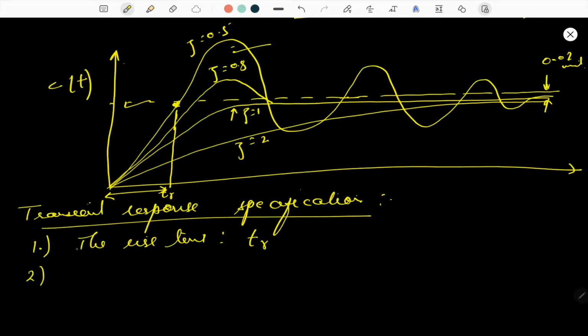Second term is simply your peak time, which is denoted by TP. What is this peak time? An underdamped system, simply the underdamped system as shown over here, the oscillations are taking place. So the underdamped system presents oscillations during the transient part. The transient part आपका कहाँ तक होता है? 98% achievement तक. So the underdamped system presents oscillations during the transient part of its response.